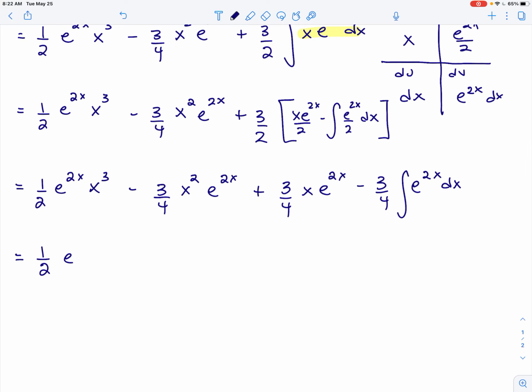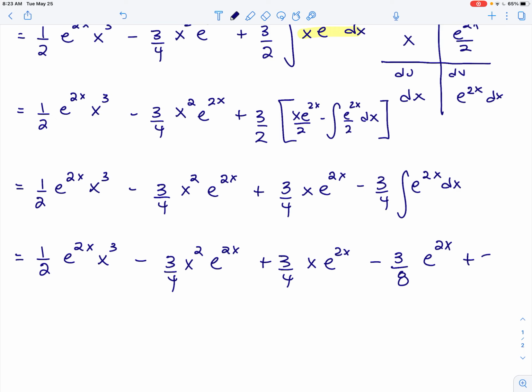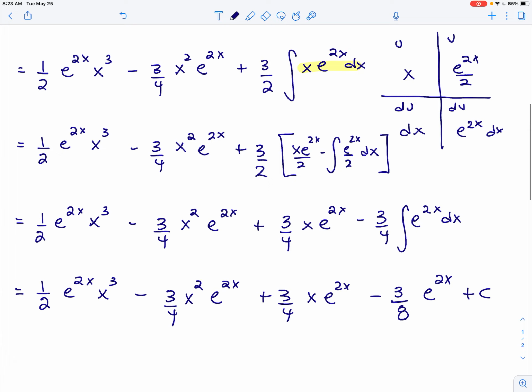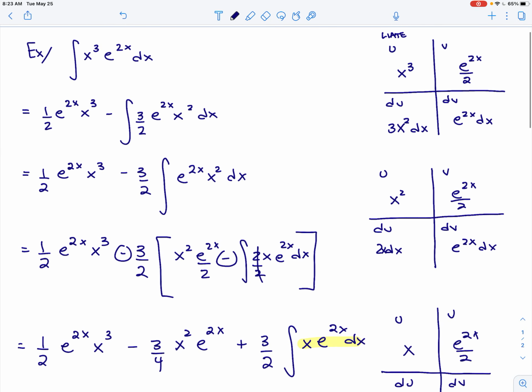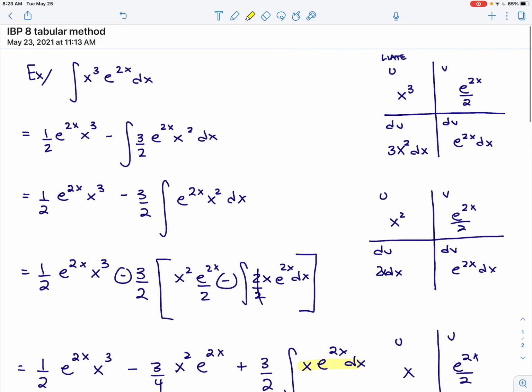One more go. And then this is 3 over, and this is e to the 2x over 2, so this will be over 8, and then plus c. Whew! All right.